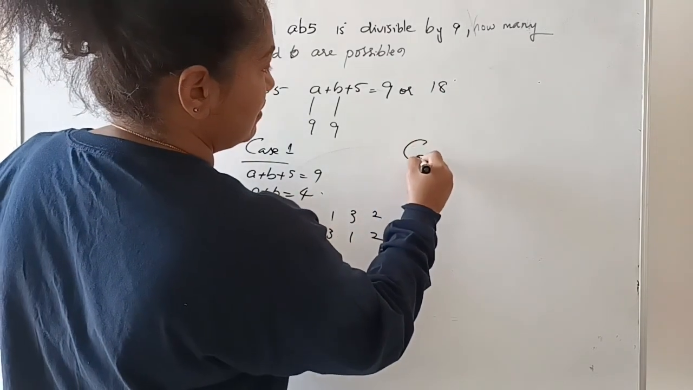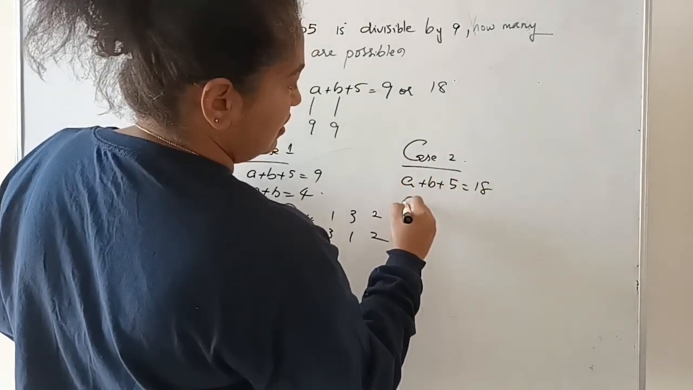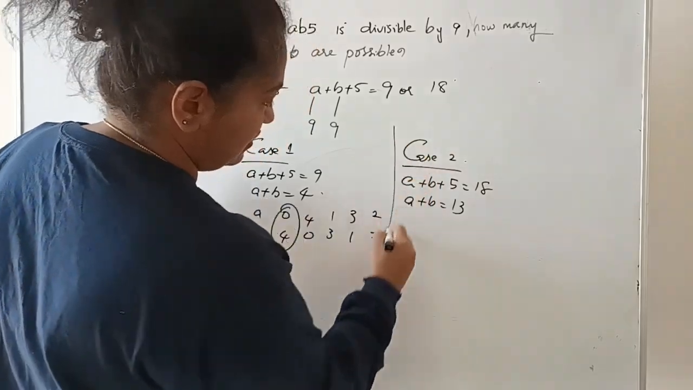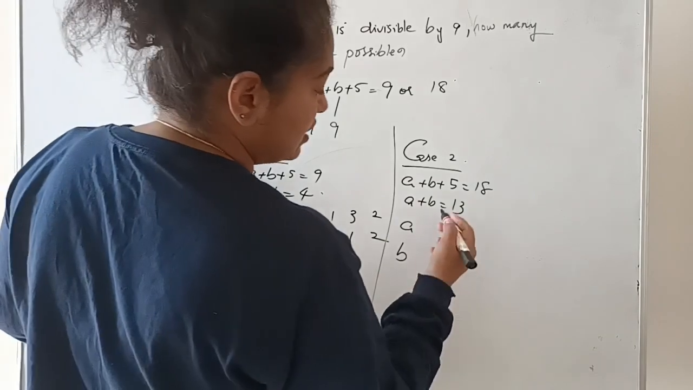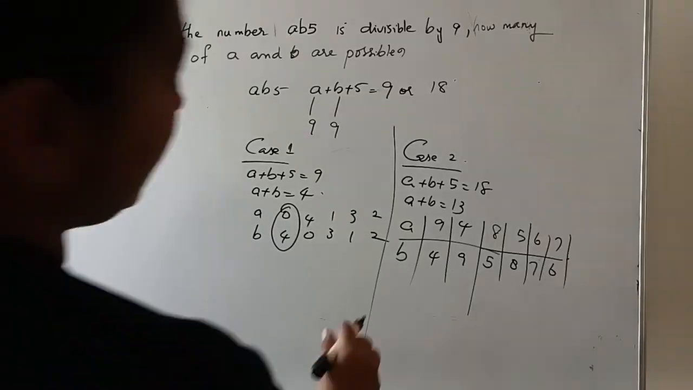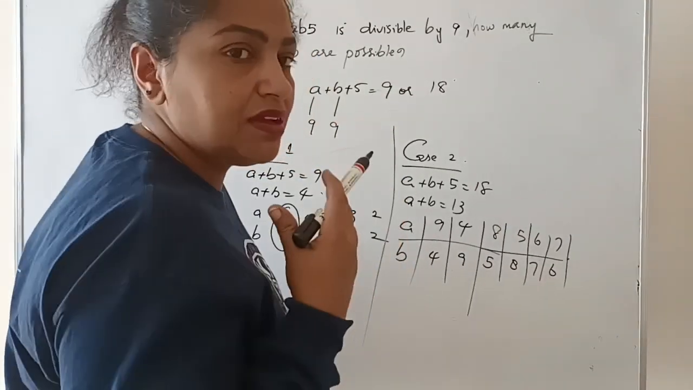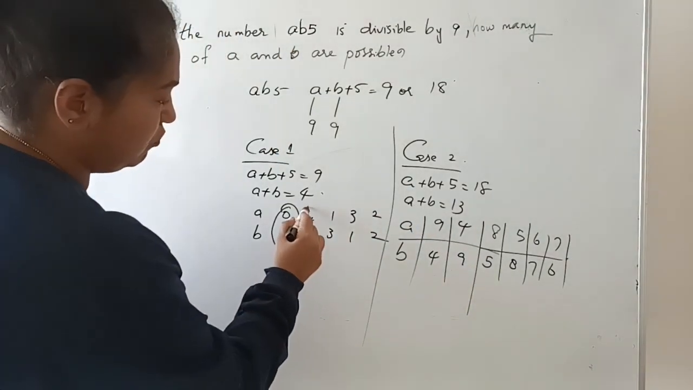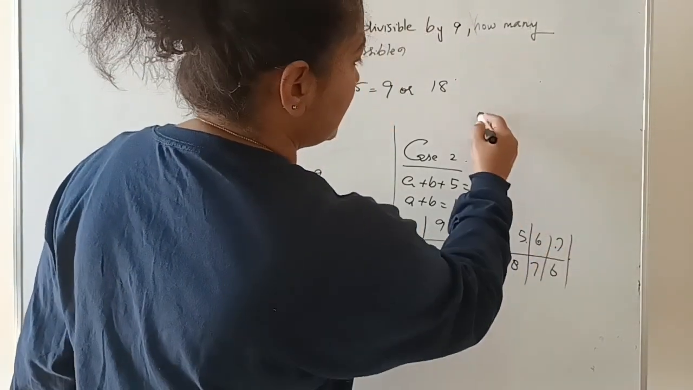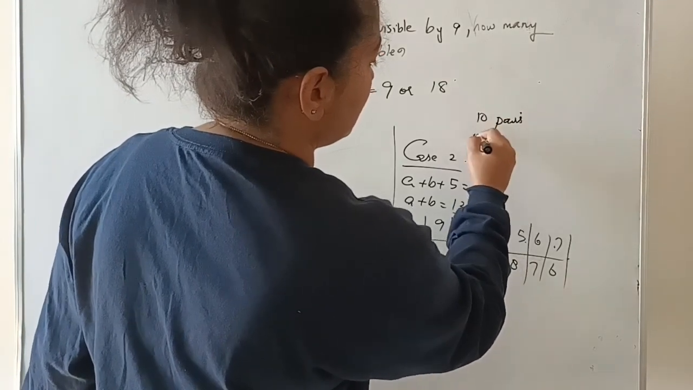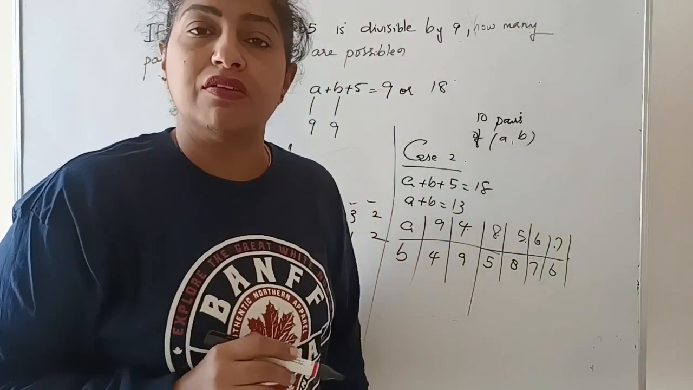In the second case, A plus B plus 5 is equal to 18, or A plus B is equal to 13. So what are the different possibilities that you can have with this sum of 13? Okay. I have written down all the possible combinations of A and B over here. So how many pairs are in total possible? Here I can have 1, 2, 3, 4, 5, 6, 7, 8, 9, 10. I can have 10 pairs of A comma B combinations which can satisfy this particular condition.